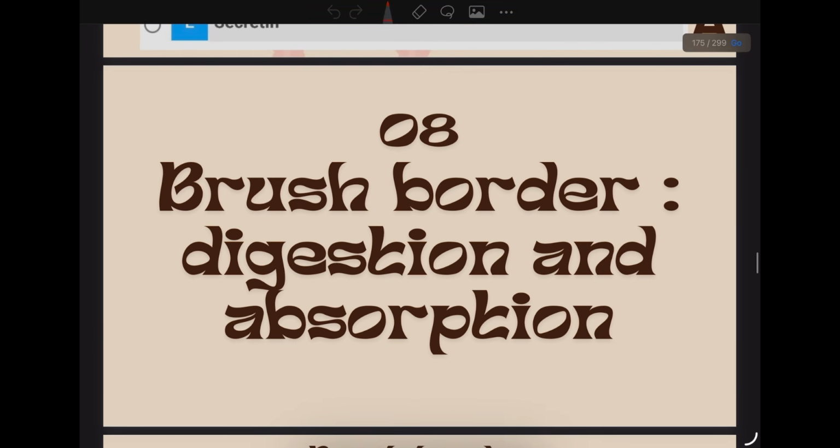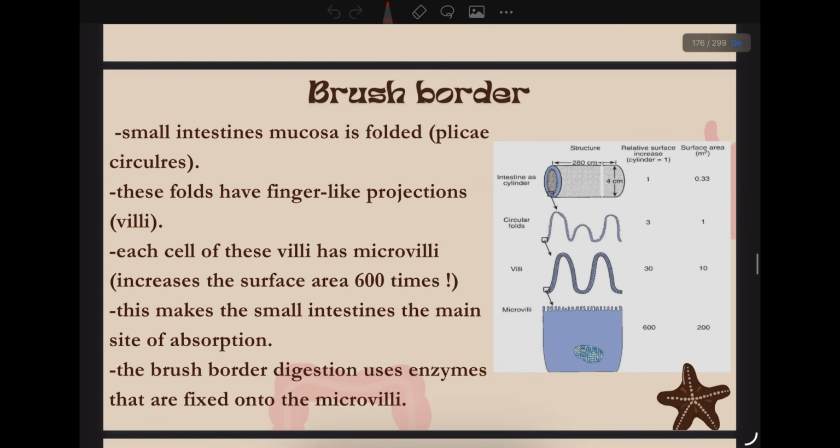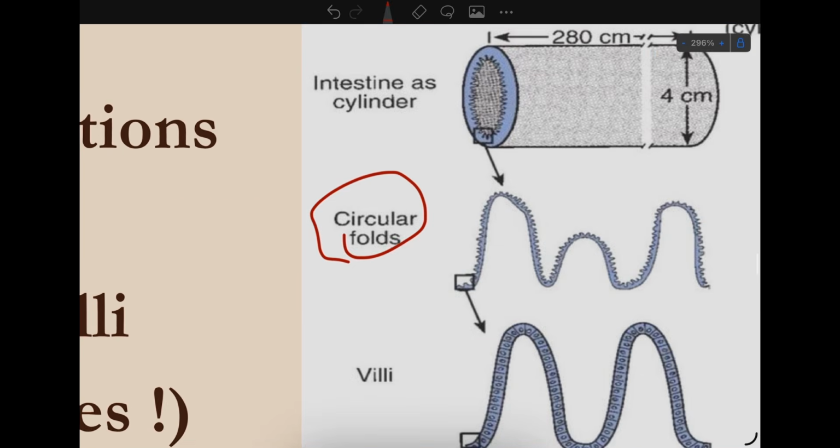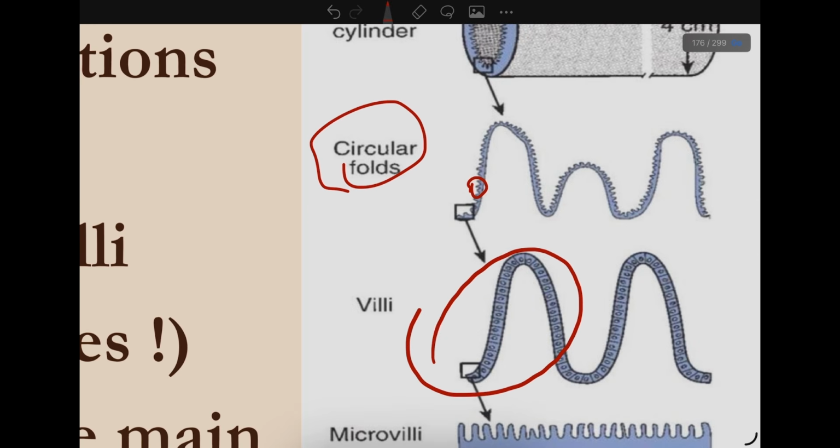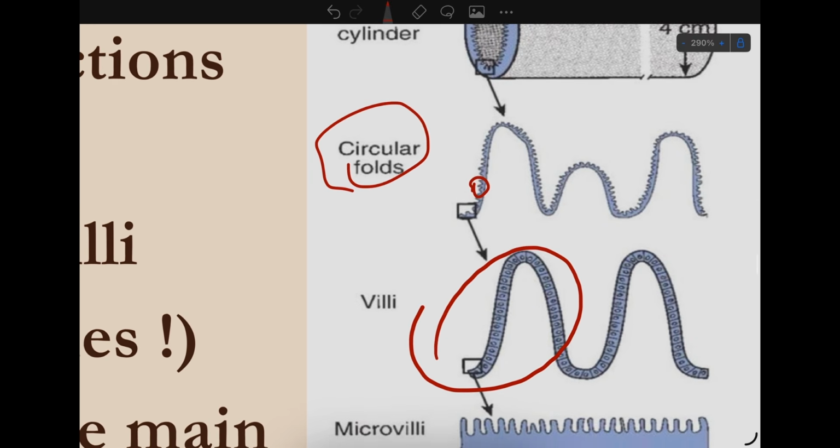Brush border, digestion and absorption. Bismillah. What is the brush border? Basically, you have these small intestines. Small intestines mucosa is folded, has these folds. These folds, we call it circular folds or plica circularis. These plica circularis have small villi. Can you see these things? Yes, when you zoom in, you find that they are villi, made of these cells. Can you see it? Okay.